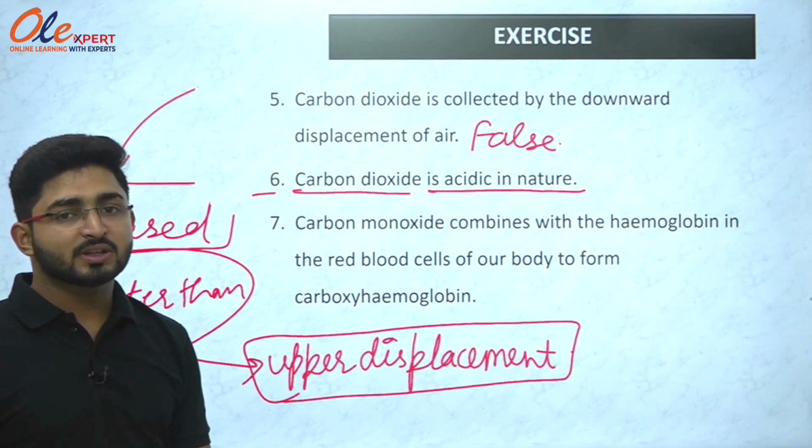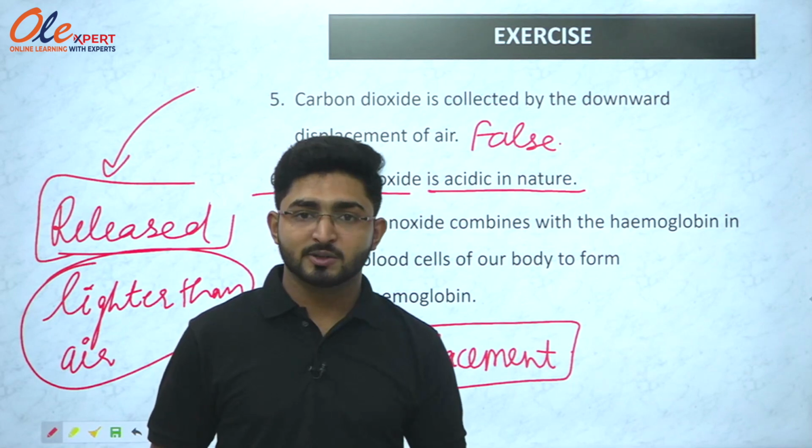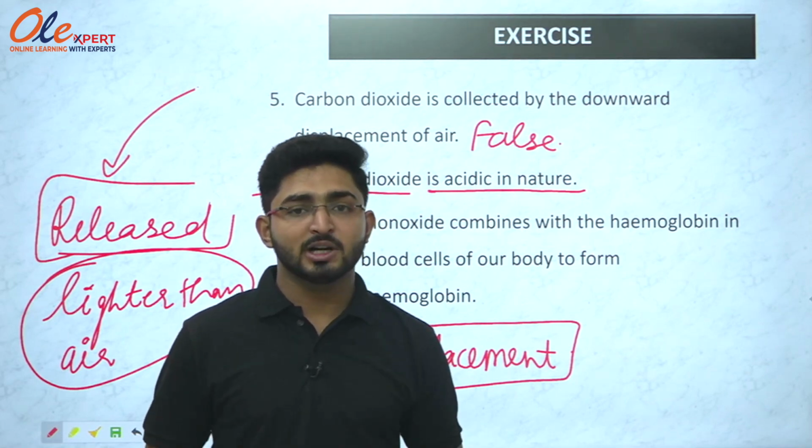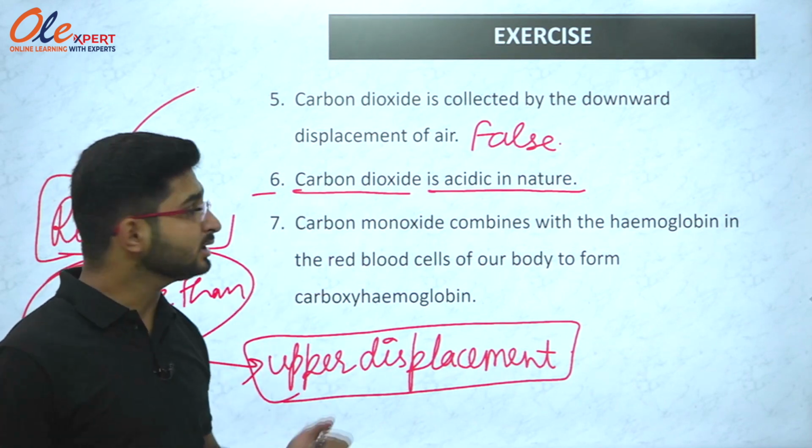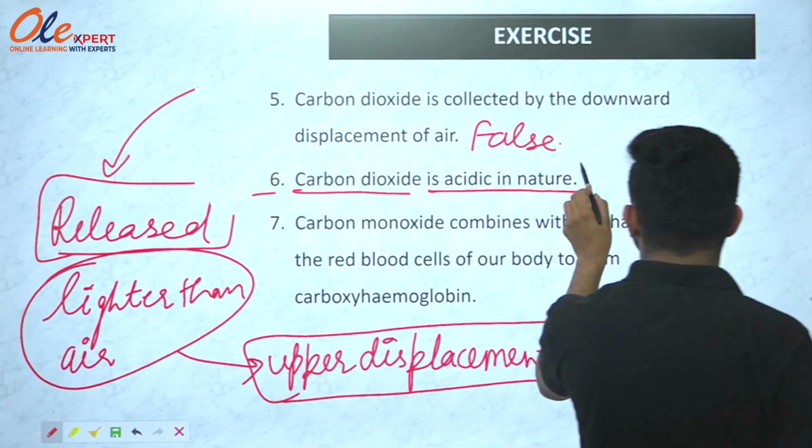The next statement says carbon dioxide is acidic in nature. When we use carbon dioxide on moist litmus paper, it turns moist blue litmus paper to red. So that's why we can say that it is acidic in nature. So this statement is true.